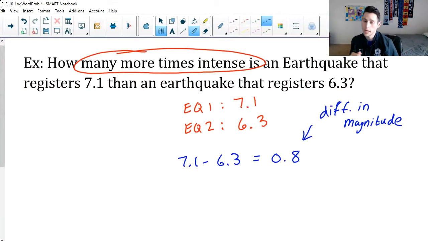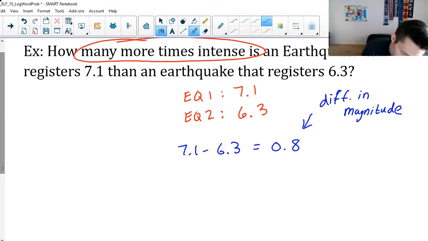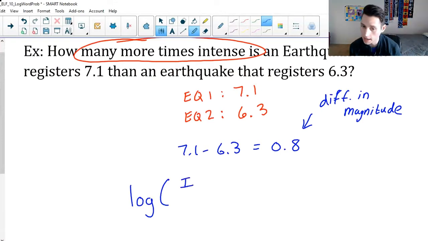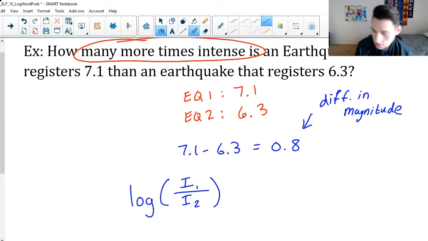So if I want to compare the intensities, I'm going to use my formula. Log of, and instead of I and I0, I'm going to say the intensity of the first earthquake in the numerator and the intensity of the second earthquake in the denominator. So this will compare the two earthquakes.